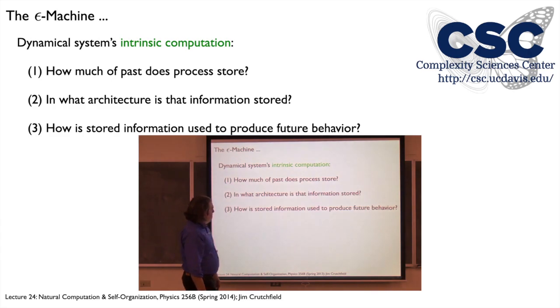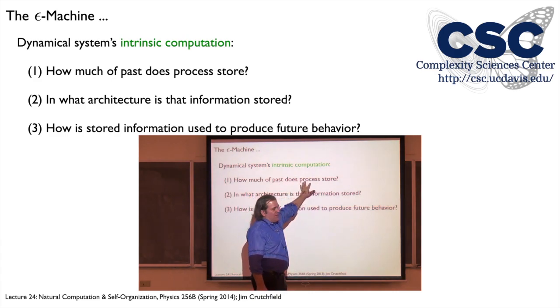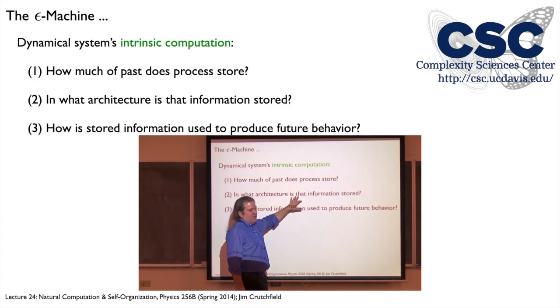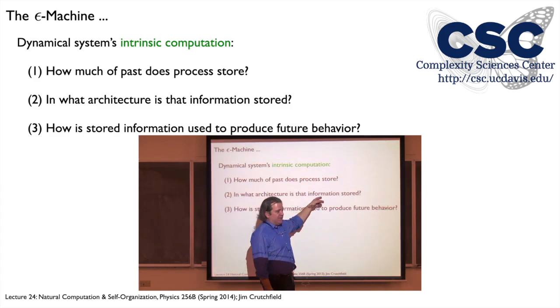So, in short, how much of the past does a process store? Well, I already said it. The claim, and we'll have to show this in applications, is that the statistical complexity is the amount of history, an information theoretic measure of the amount of history a process stores in its state information. What's the architecture of the information stored? Well, we have to look a little more at the structure of the Epsilon machine. But the answer to this question is the Epsilon machine.